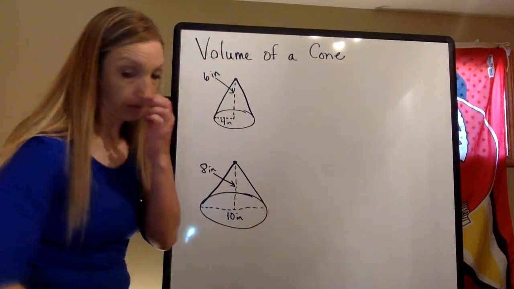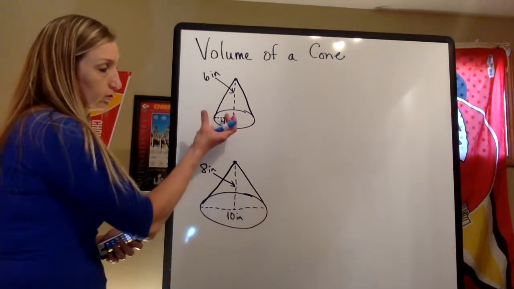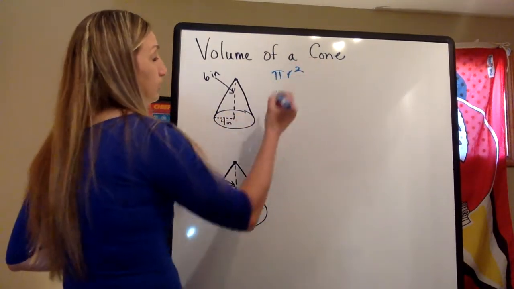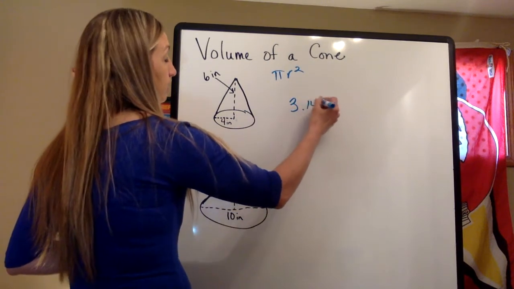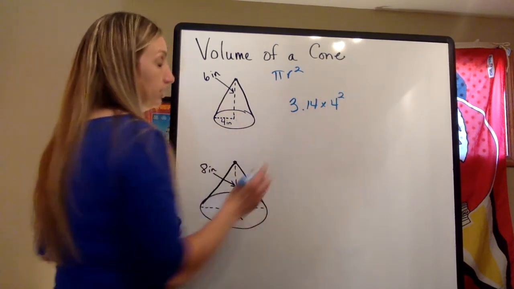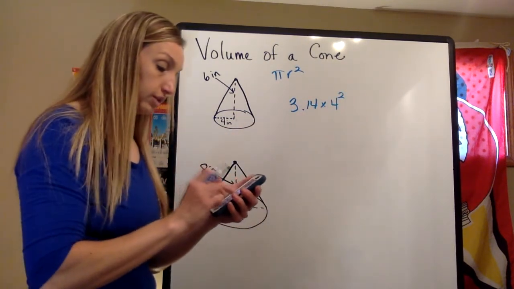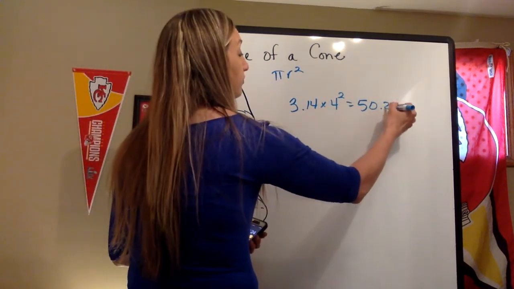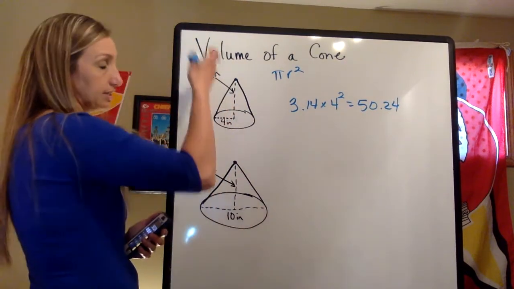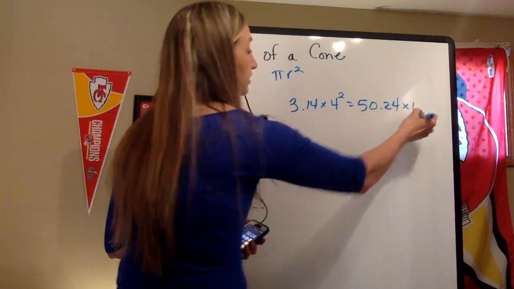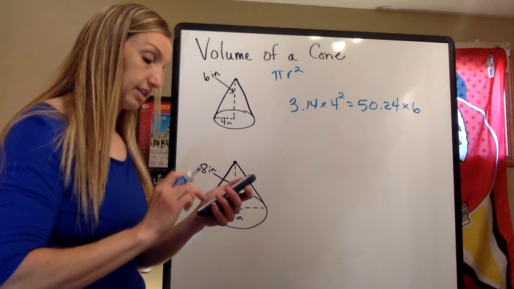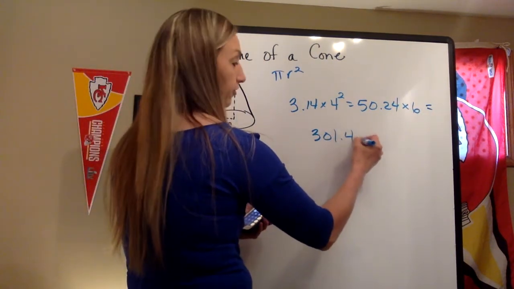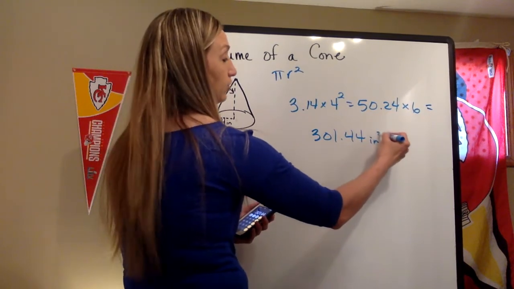So here we have a cone. The base shape is a circle. So area of a circle is pi times radius squared. So I'm going to do pi times 4 squared. So 3.14 times 16, and I'm at 50.24. That's the area of the base. Now I need to take that times the height, which is 6. So 50.24 times 6, I'm at 301.44 inches cubed.